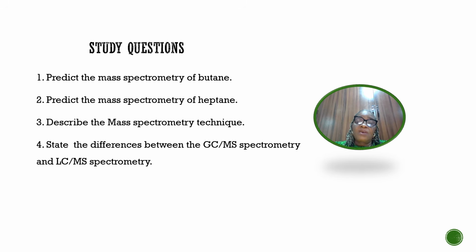Study questions. We have 4 study questions here. 1. Predict the mass spectrum of butane. You go online and download the mass spectrum of butane, and then you explain the different formations of the m/z ratios or ions. And then the second one, predict the mass spectrum of heptane. 3. Describe the mass spectrometry technique. And 4. State the differences between GC-MS spectrometry and LC-MS spectrometry.